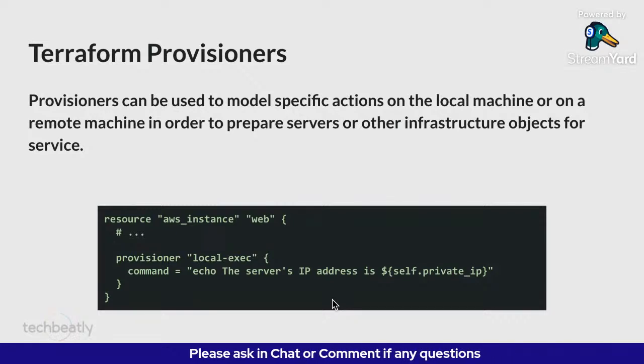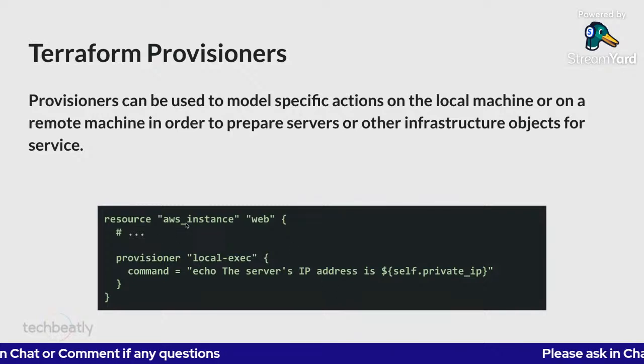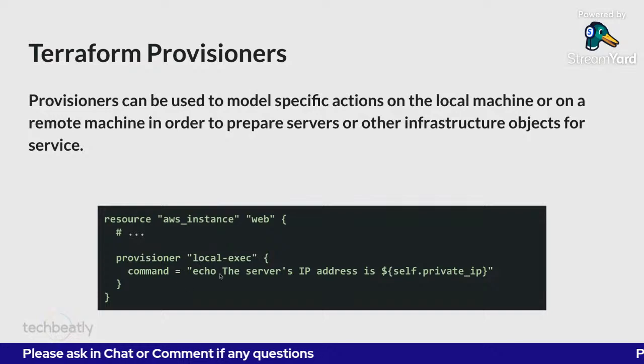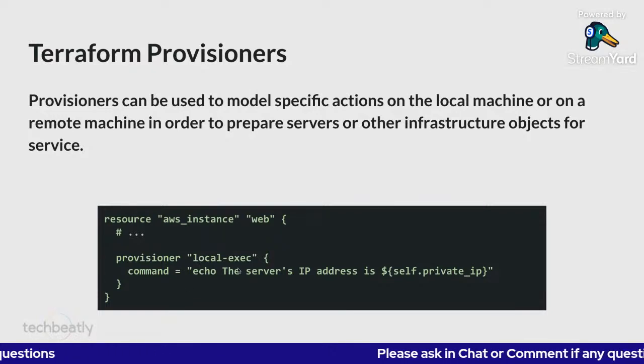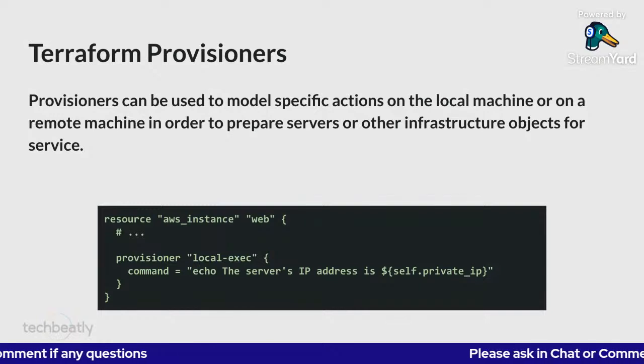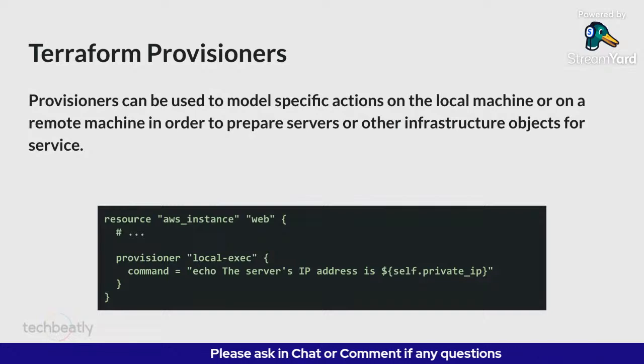So in our case, you can see this sample snippet here. It's creating some AWS instance, and the name is web. Okay, leave it, ignore the other part. Then we have the provisioner block where we mention local-exec. This local execution means this will happen on the same machine where you execute terraform apply. So it will not happen on the remote machine. Okay, remember that. We will learn remote-exec very soon. And the command is very simple: echo, the server's IP address is self.private_ip. Okay, this is all Terraform.